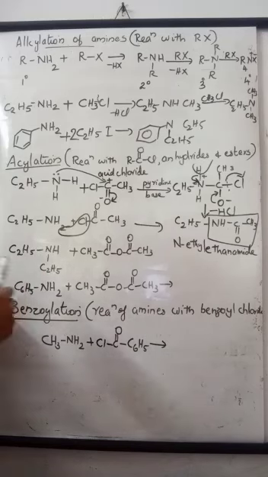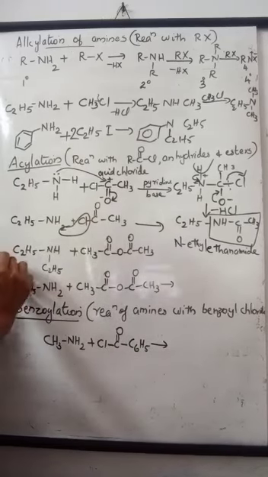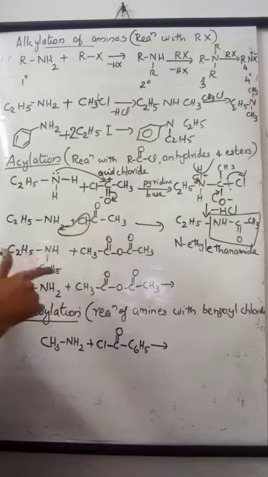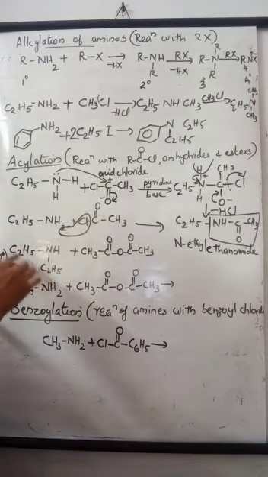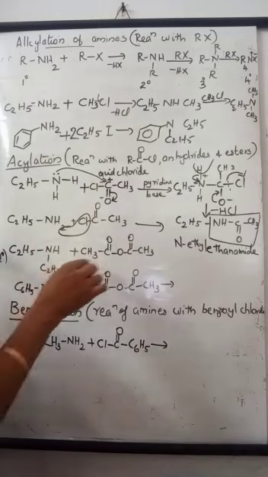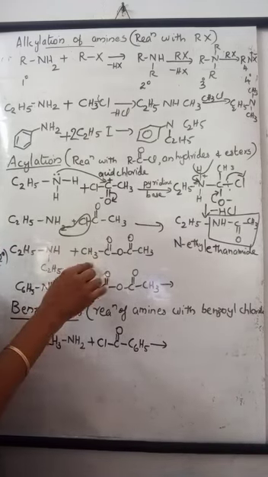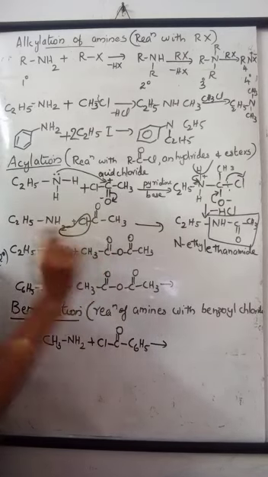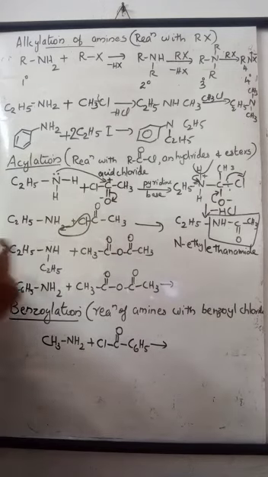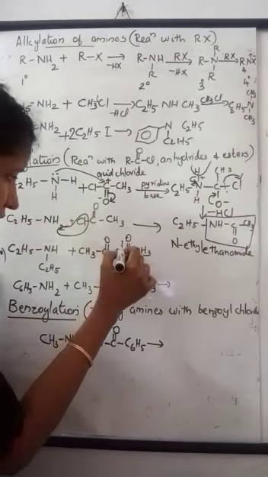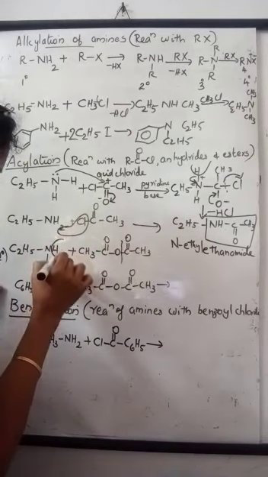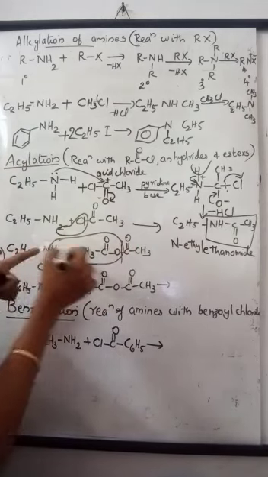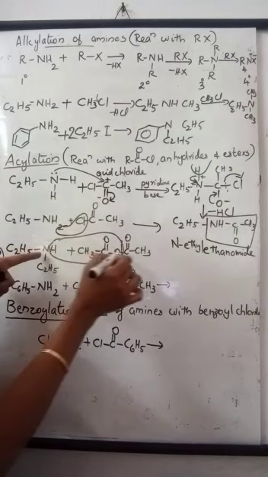Now another example, the secondary amine. This is a secondary amine, N-ethyl ethylamine, or diethylamine. When it reacts with, instead of acid chloride, an acid anhydride, ethanoic anhydride or acetic anhydride, here also the bond breaks and a molecule of acetic acid is eliminated. A molecule of acetic acid, CH3COOH, will be eliminated and this nitrogen is bonded to this CO carbon.